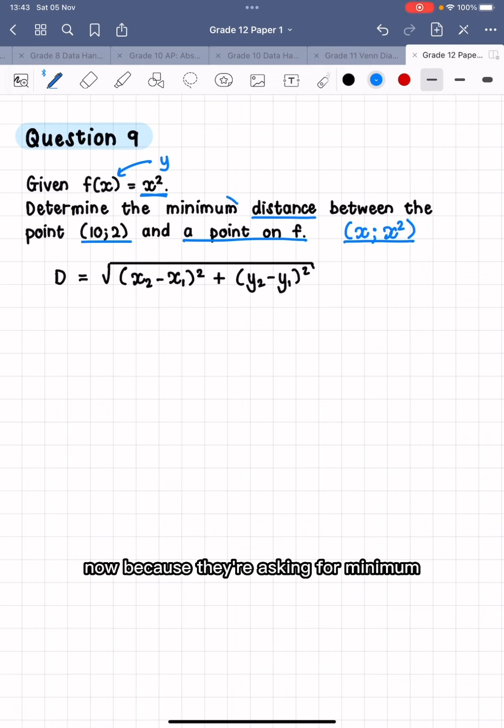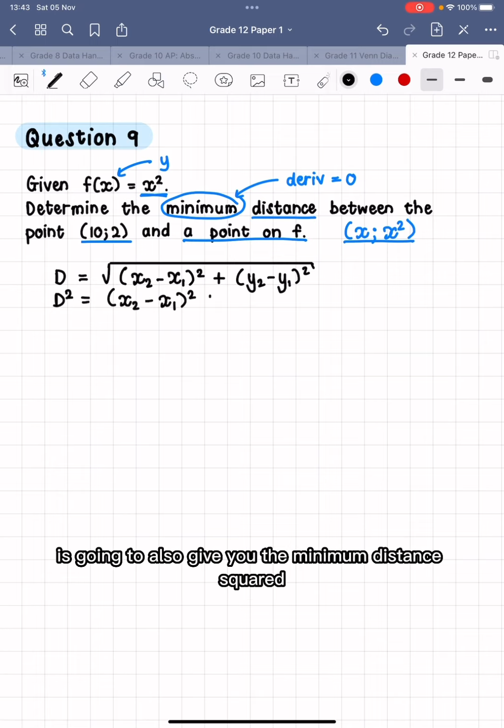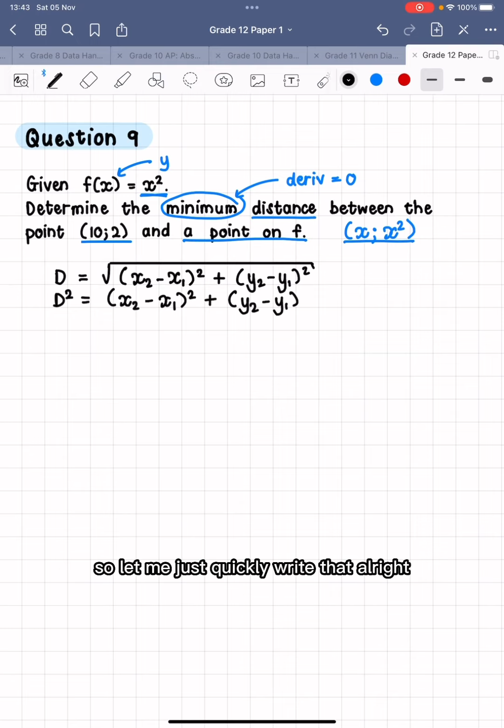Now because they're asking for minimum, we're going to make the derivative equal to 0 and then solve for x from there. But we can't find the derivative of a square root. So what we're actually going to do is take the distance squared and find that, because the minimum distance is going to also give you the minimum distance squared.